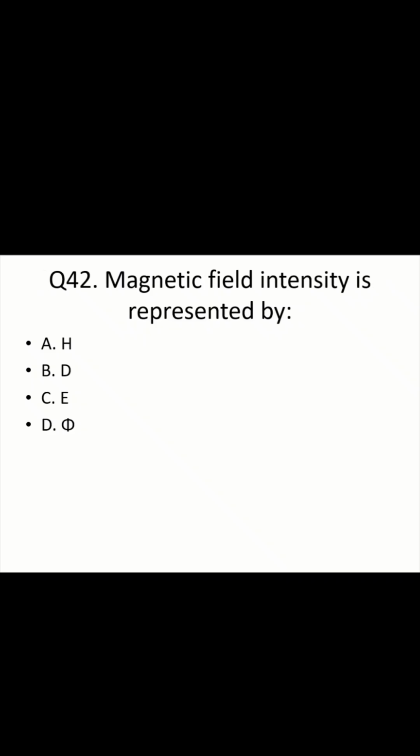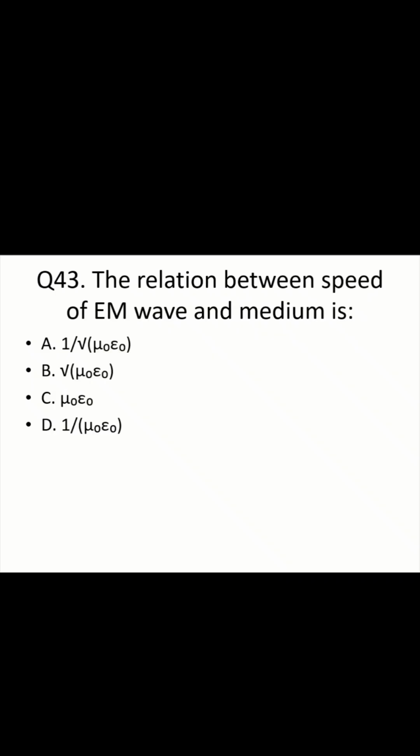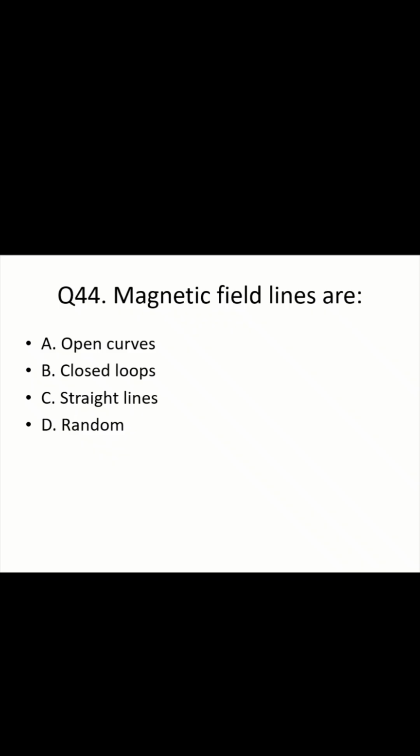Magnetic field intensity is represented by H. Option number A is H, option number B D, option number C E, or option number D phi. So the correct option is option number A, that is H. Question number 43 says the relationship between speed of EM waves and medium is. So the correct option of the given question is option number A, that is 1 upon under root mu naught epsilon naught. Question number 44 says magnetic field lines are open curves, closed curves, straight lines, or random. So the correct option is option number B, closed curves.